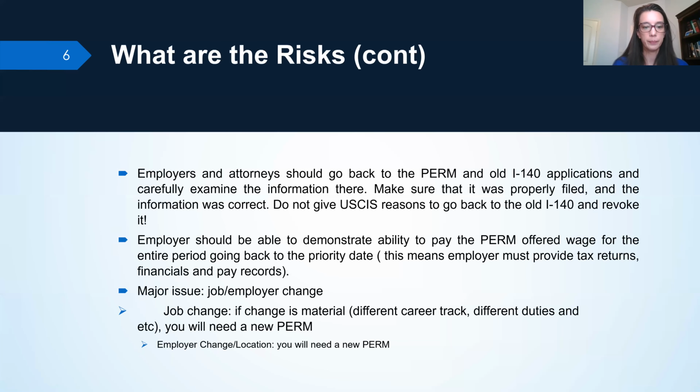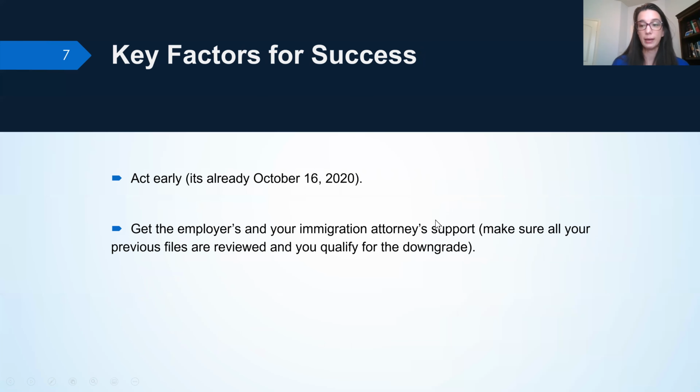So what are the key factors for success? Can this be successful? Yes, if everything is in order, and that's what you want to do, and you feel like this is the right thing to do for you, you have to act early. Obviously, we are already at October 16th, so we don't know what's going to happen with the November visa bulletin. It's not out yet, at least not as of this webinar. Maybe later today or next week, we'll see.